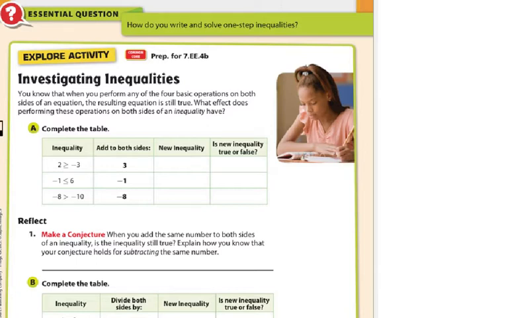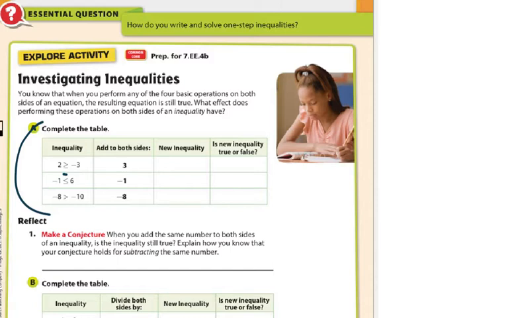And so we're going to explore what doing something to both sides of an inequality does to it. Are we able to do that? Is it still true if I do whatever I do to one side, I do to the other side? So let's look at this. Looking at this problem right here, at the table, it says 2 is greater than or equal to -3. That symbol right here shows greater than or equal to.